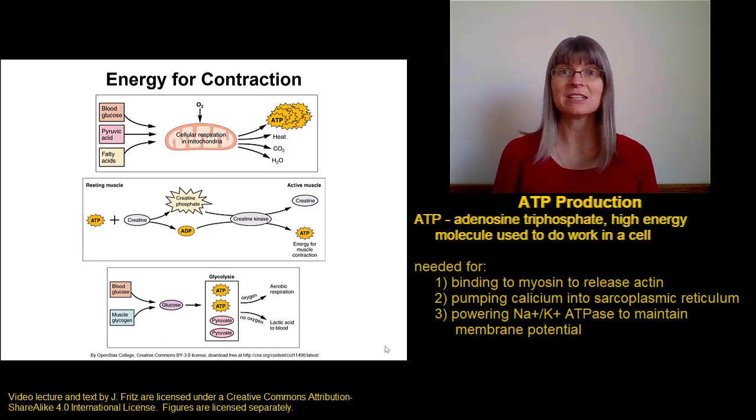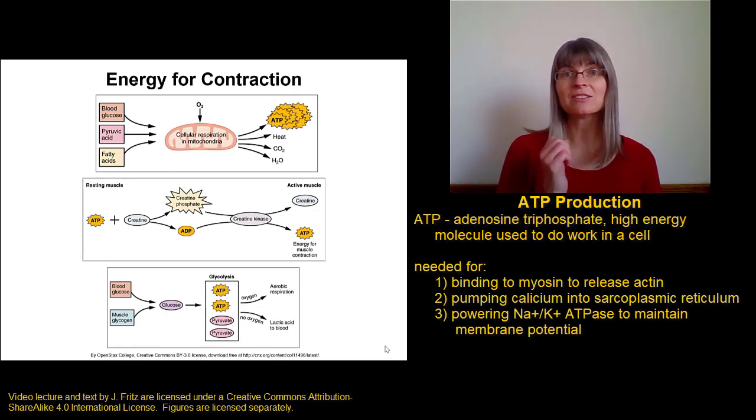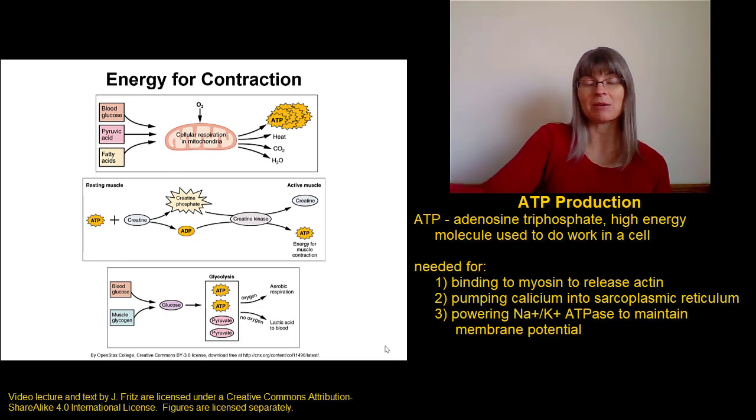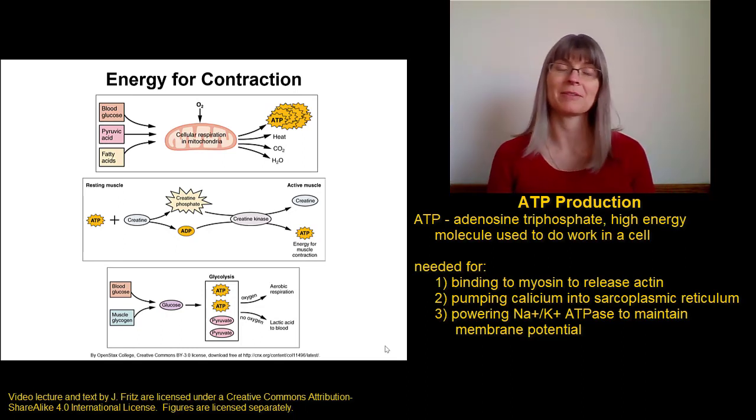First, we have to have ATP to bind to the myosin so that it will release actin and so that it can do that reach out step before it grabs the actin to pull again. We also need ATP in order to pump the calcium from the sarcoplasm back into the sarcoplasmic reticulum following a contraction. And finally, we have to have plenty of ATP available for the sodium-potassium ATPase pump.